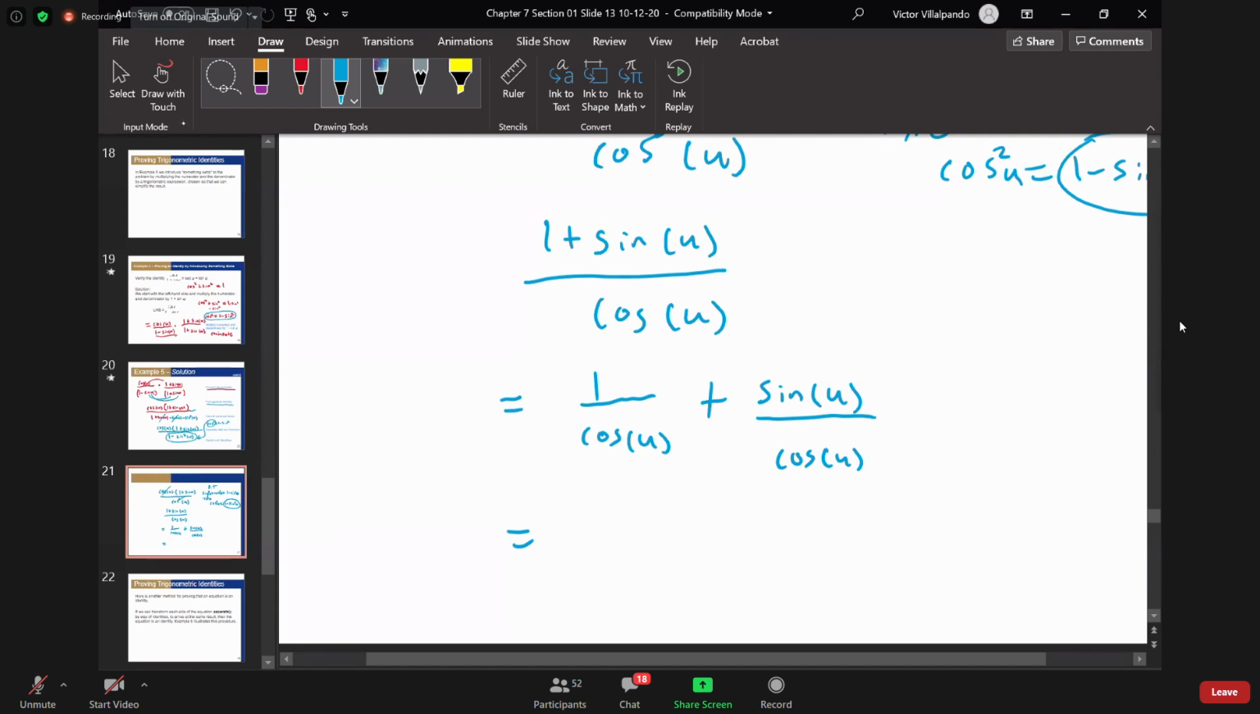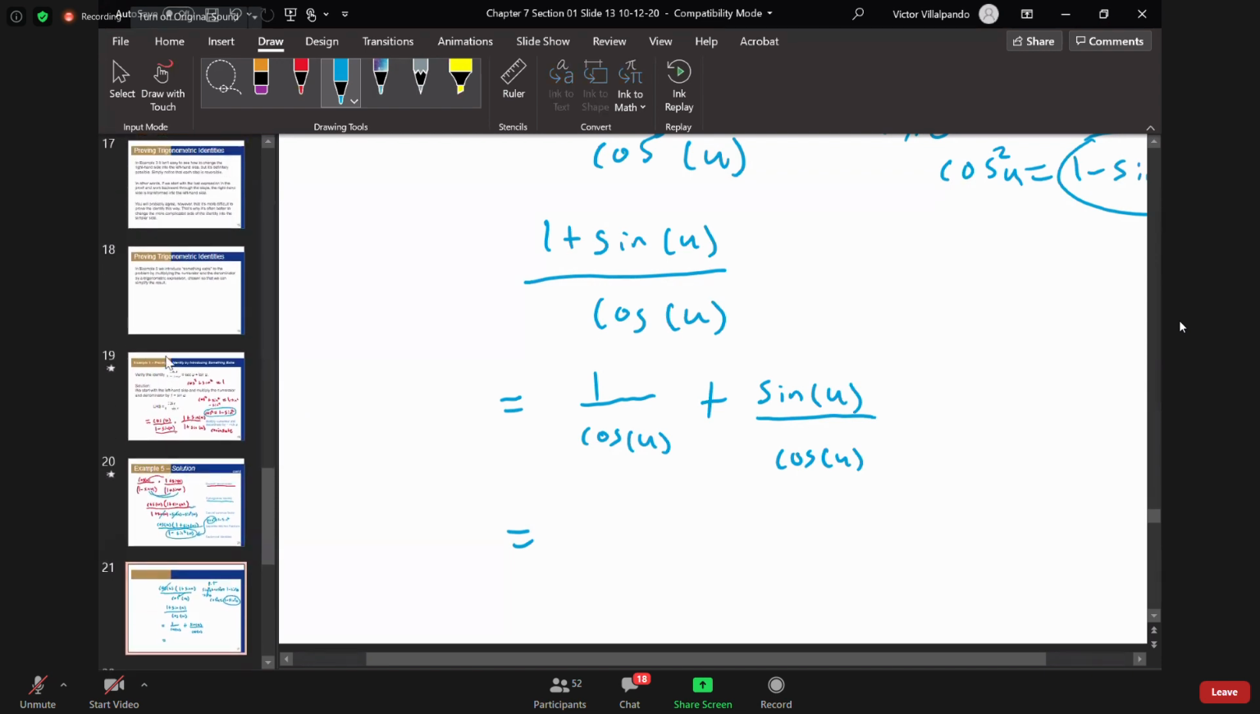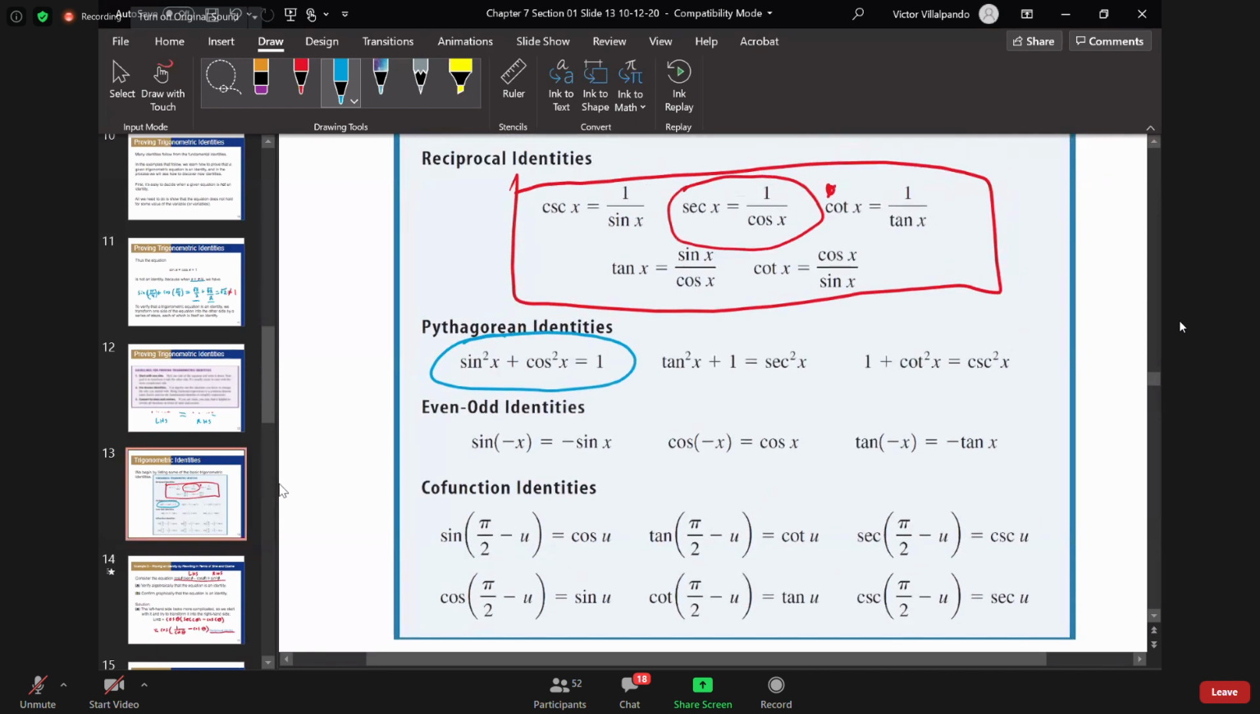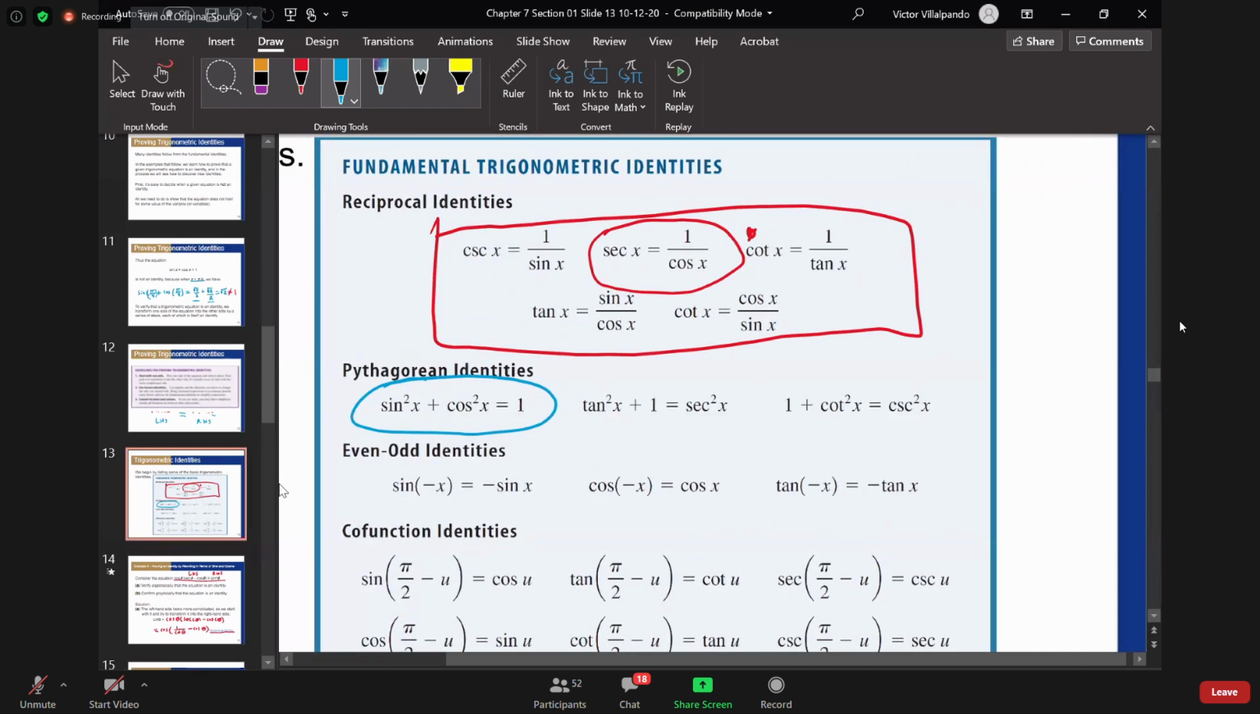Or I can scroll up. So we're looking at 1 over cosine and sine over cosine. I'm looking for 1 over cosine, and the other one was, I believe, sine over cosine, wasn't it? Does everybody see where I'm going with this now? Because I have 1 over cosine, I'm going to be able to use the reciprocal identity to rewrite that as secant. Eureka.